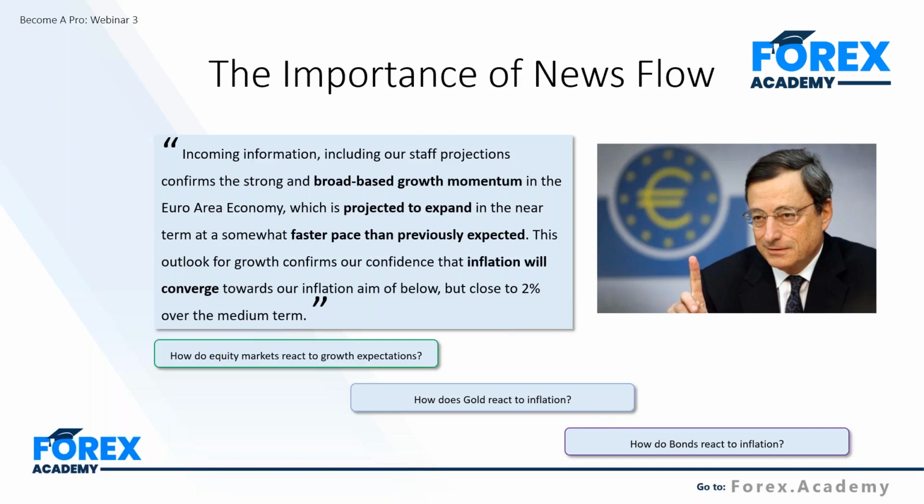So with some sort of projected growth faster than expected. Obviously, news and markets move in accordance to expectations versus the real news flow. So we have broad-based growth momentum. It's faster than expected. We have more projections on growth. We know that inflation or deflation is a concern for the Eurozone economy, but it's starting to converge close to within a medium term to 2%. So finally, those inflation expectations are starting to dissipate.